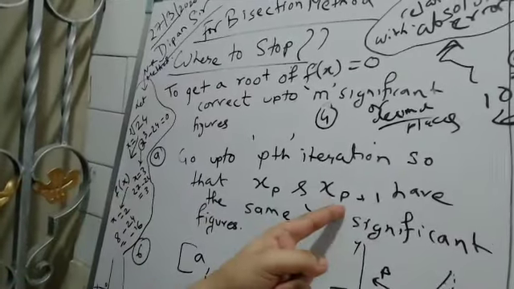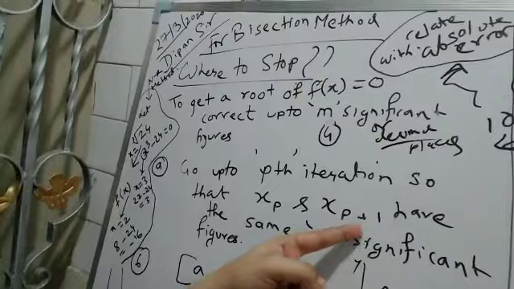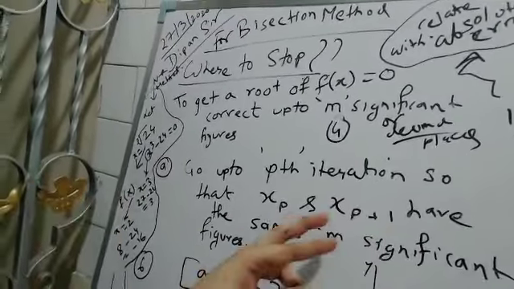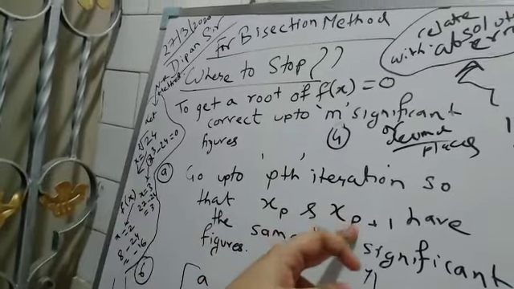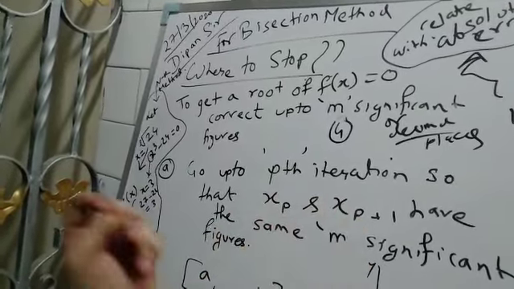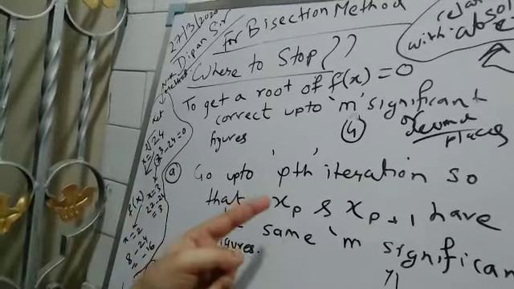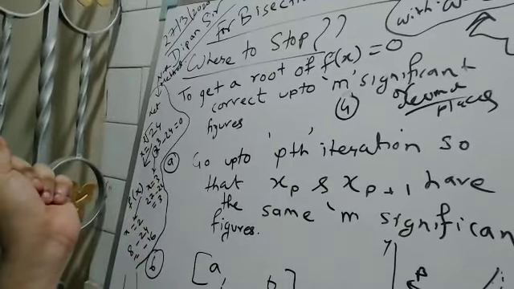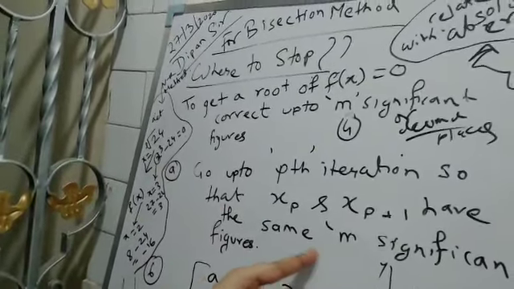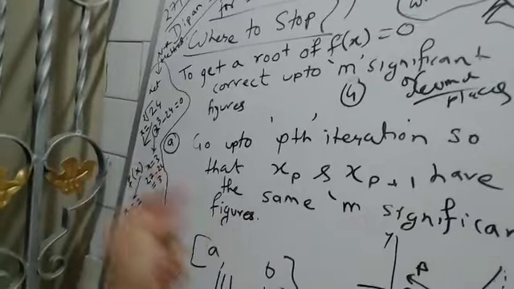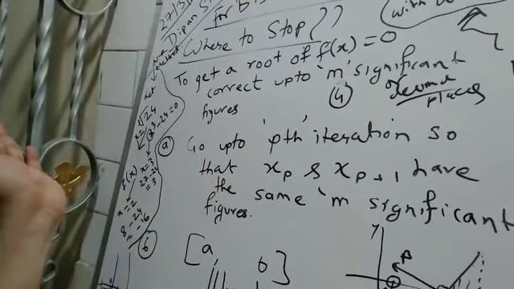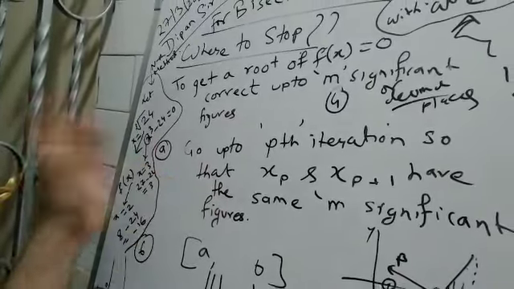So I am suggesting you proceed one step further. That means I am asking you to do the (p+1)th iteration, and now compare the two values of x. If these two values of x have the same digits up to these m significant figures, or m decimal places, stop there. No need to go further. Stop the iteration process there only.